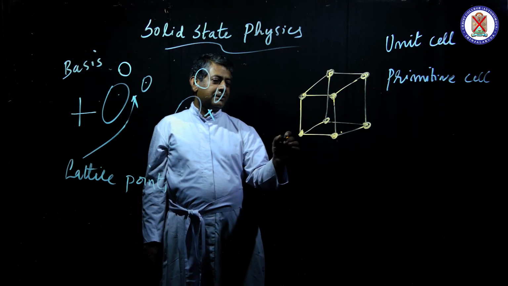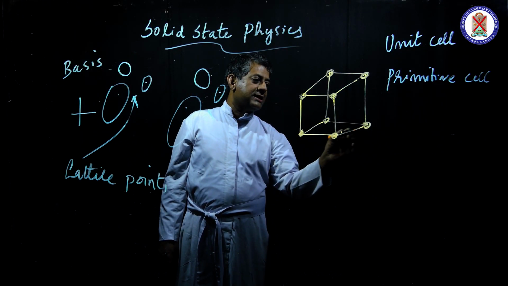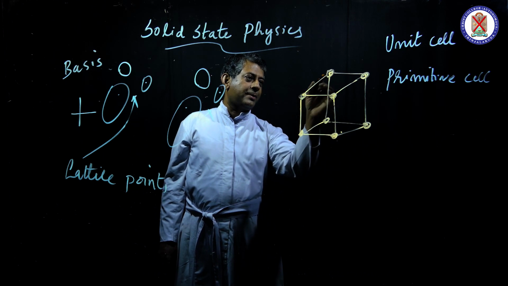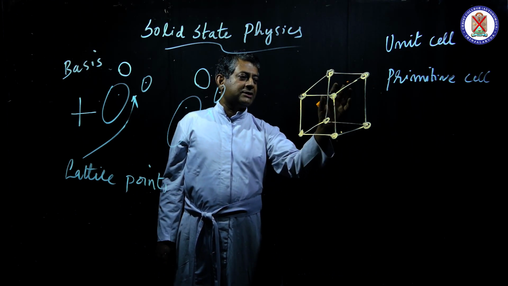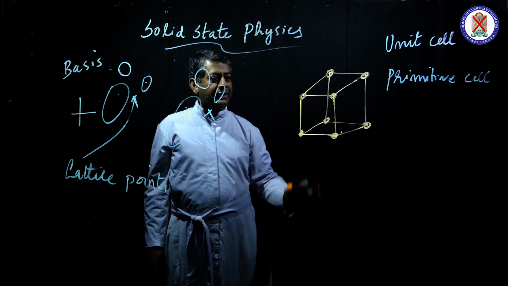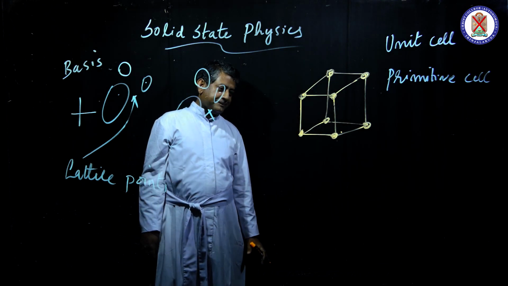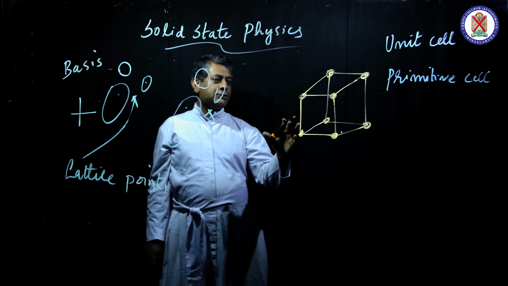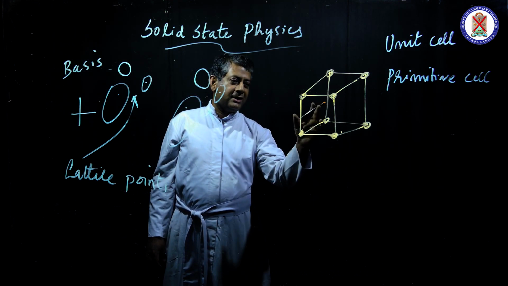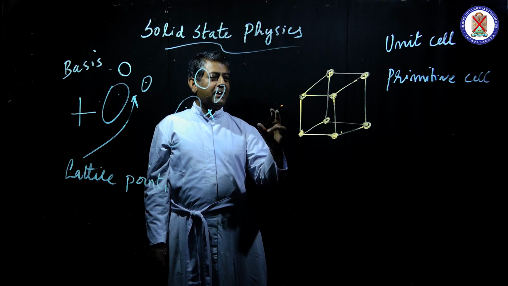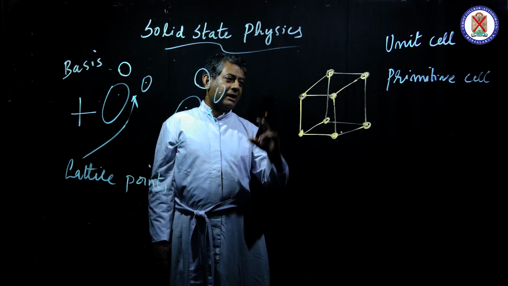You can find lattice points placed over here. These are all the lattice points. At all these lattice points you can place the basis. You can place one item, two items, as you like, as I just said. I want to find out how many lattice points are inside this cube. How many lattice points are inside this cube?